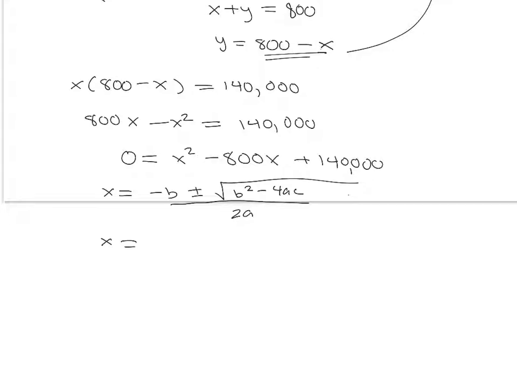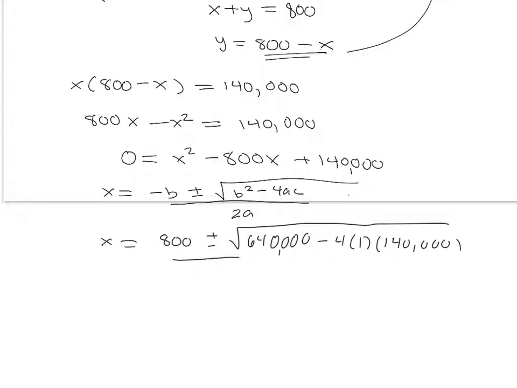So you plug in negative 800 for b, right? So that makes 800 plus or minus. If you square 800, even without a calculator, you can do that, can't you? Because you can do 8 times 8 is 64. And then how many zeros? Just count how many zeros. It's 4. 1, 2, 3, 4. Does that make sense? So minus 4 times a, which is 1, and times c, which is 140,000.